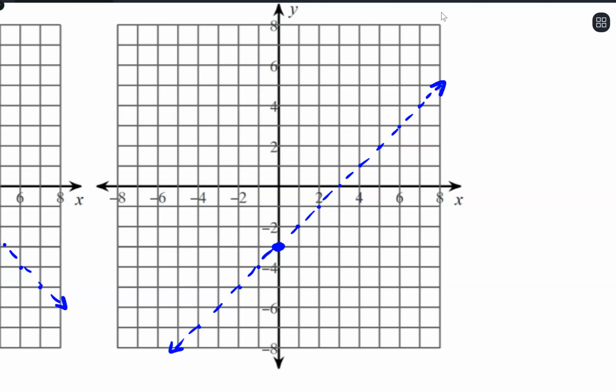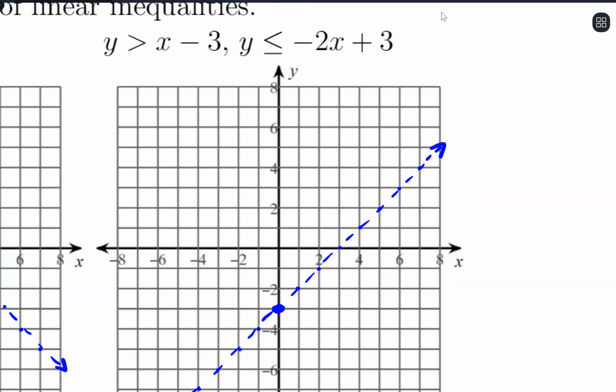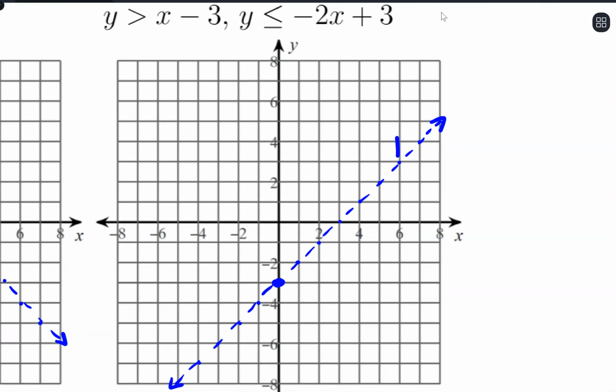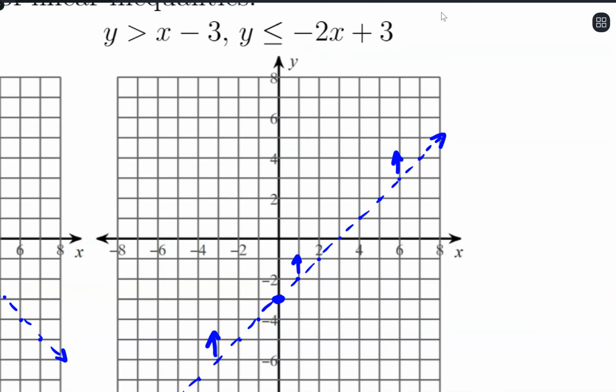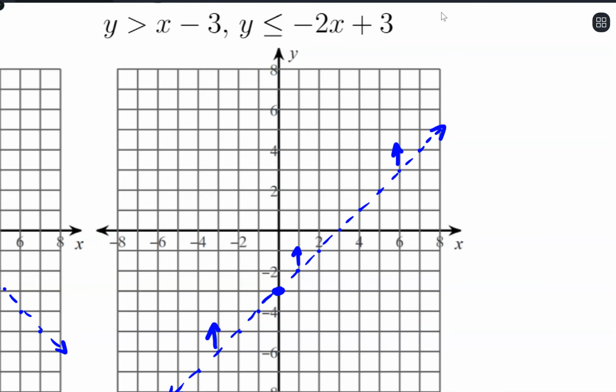And then I want to have the shaded region above that line. And then y is less than or equal to negative 2x plus 3. So with this one, we're going to have a y-intercept at positive 3 and a slope of negative 2. And then we will have a solid line since we have y is less than or equal to.